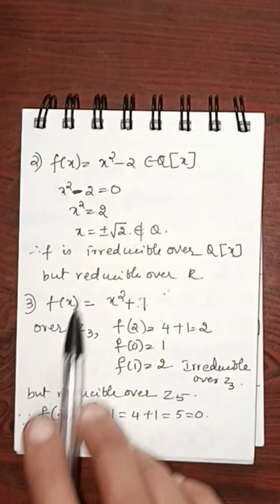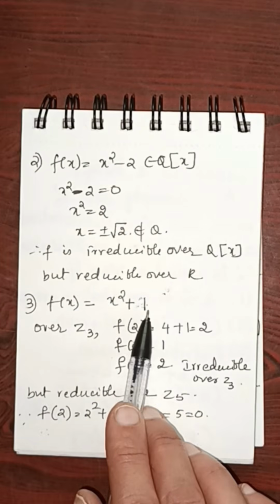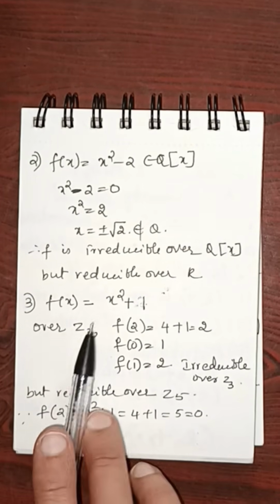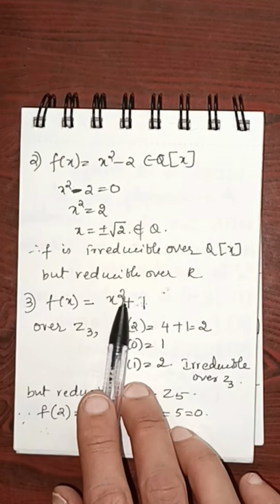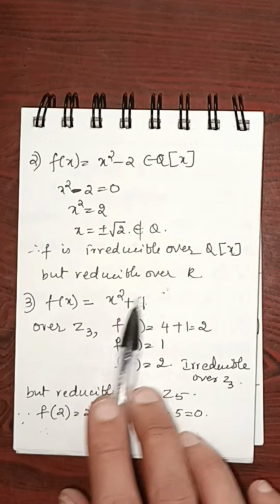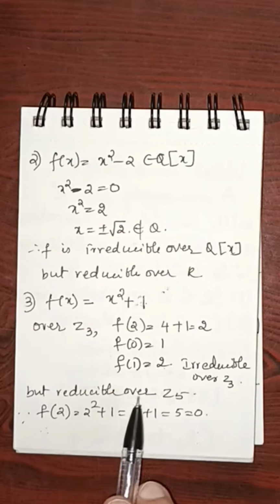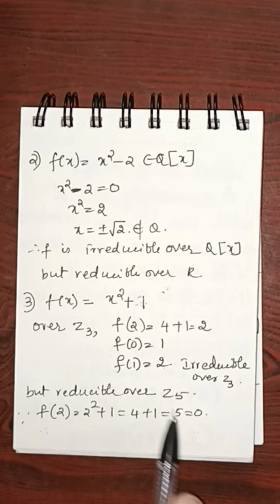Consider one more polynomial f of x, x square plus 1. If you consider the field Z3, under Z3 this polynomial is irreducible. That is because it does not have any 0. But the same polynomial is reducible over Z5. 2 is a 0 of this polynomial under modulo 5.